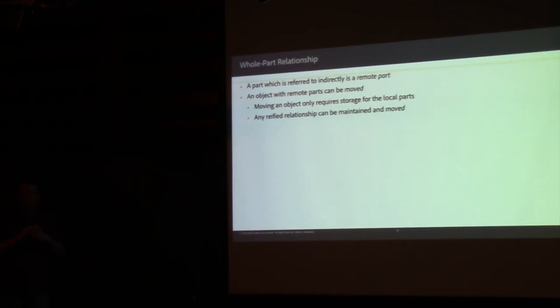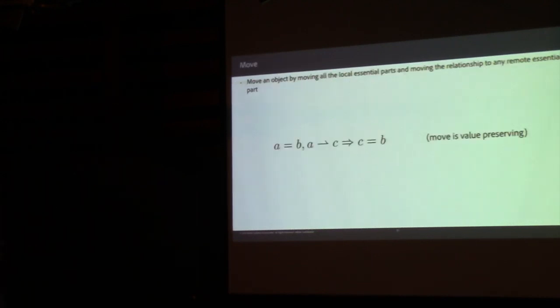What do I mean by moved? I mean, as long as I have space to move the local part to it, I can transfer the relationship over to the remote part. So any reified relationship can be maintained and moved. Three asterisks. We're going to come back to that statement. So move an object by moving all the local essential parts and moving the relationships to any remote essential part. So here's the semantics of move.